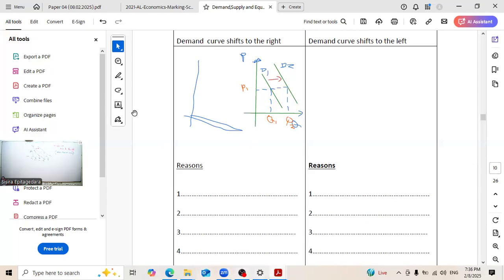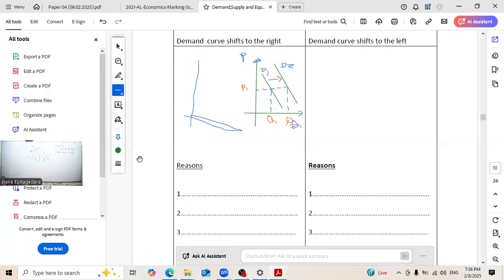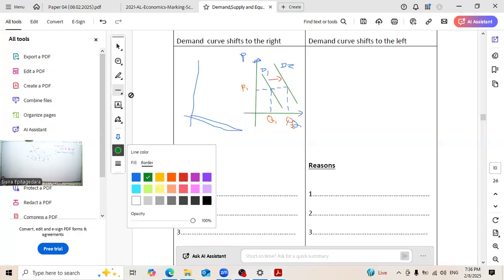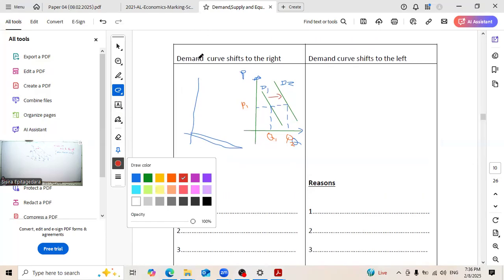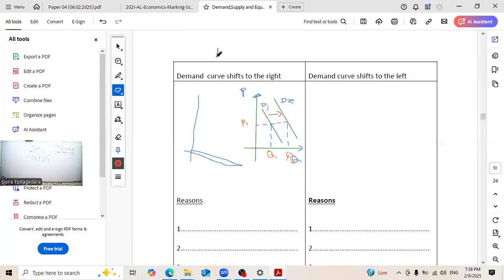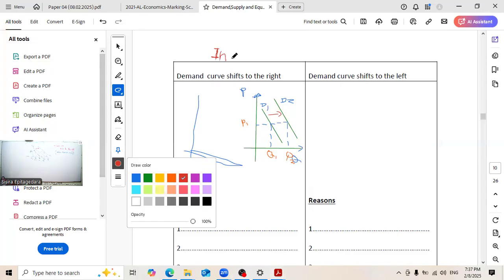And here, write down: demand curve shifts to the right. When the demand curve shifts to the right, it is called increasing demand, an increase in demand.